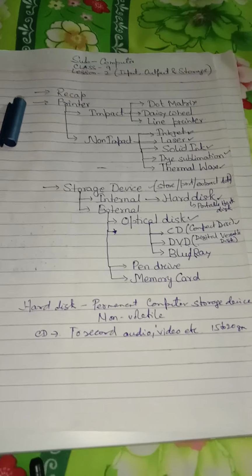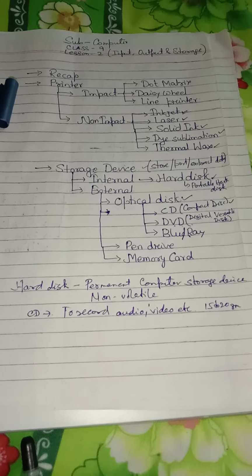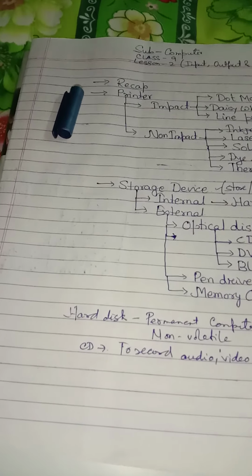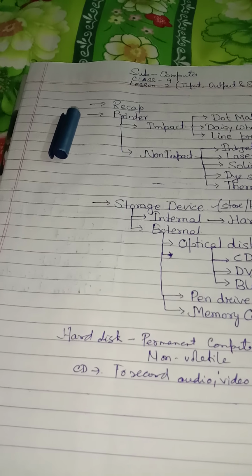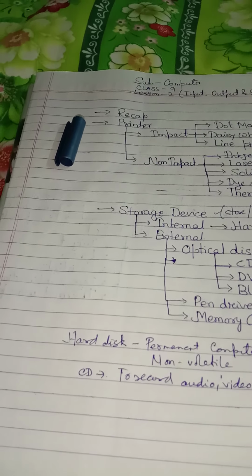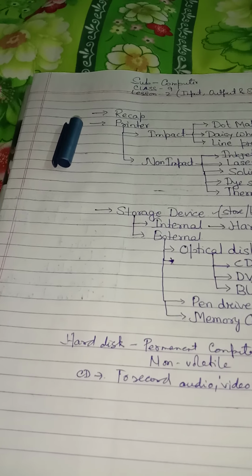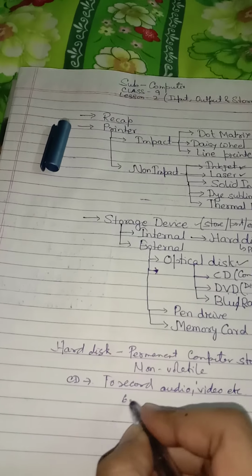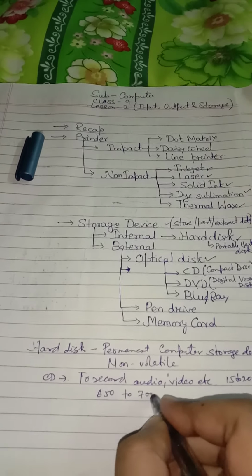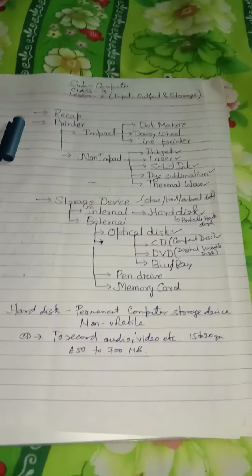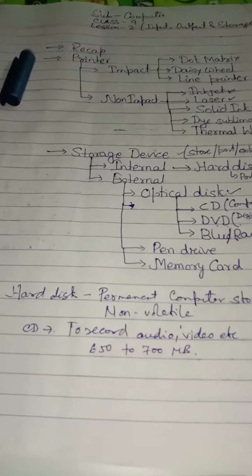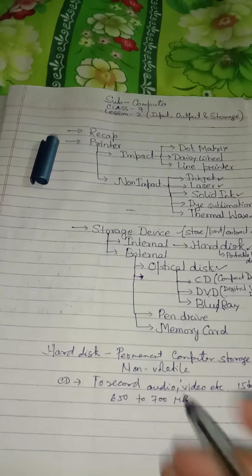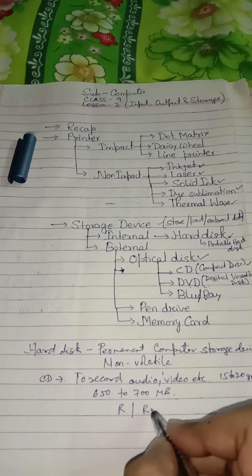It has a capacity to carry 80 minutes of audio or 650 megabyte to 700 megabyte of data. 650 to 700 MB of data can be stored in the CD, which is equal to the 80 minutes. One thing more, the CD comes in both readable and rewritable.